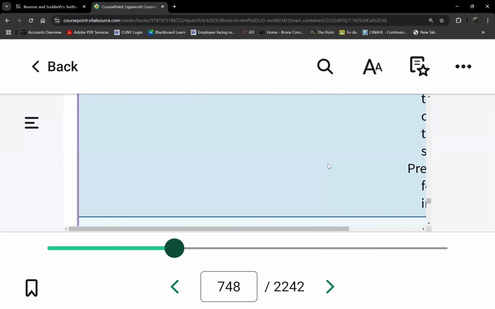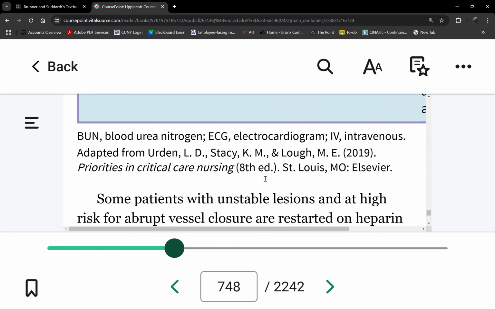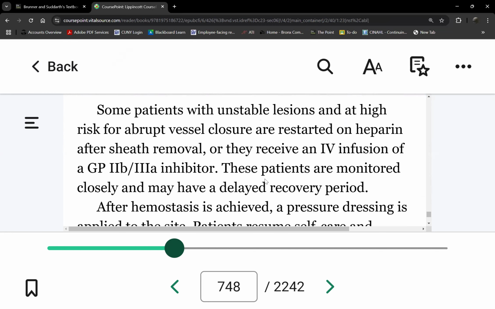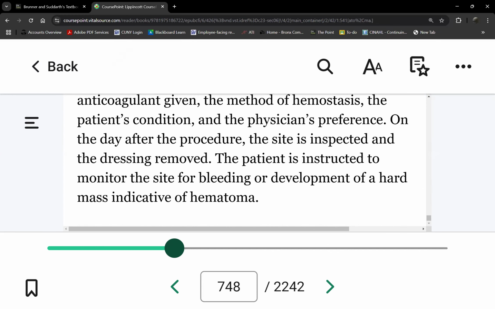post-procedure? Okay, so usually, again, with radial access, there's no need to restrict activity. The patient can walk, activity is tolerated, and then sent home either the same day or the next day. But if it's femoral, then the patient has to be kept. Bed rest after femoral access is usually 6 to 8 hours, just to make sure there's no bleeding.